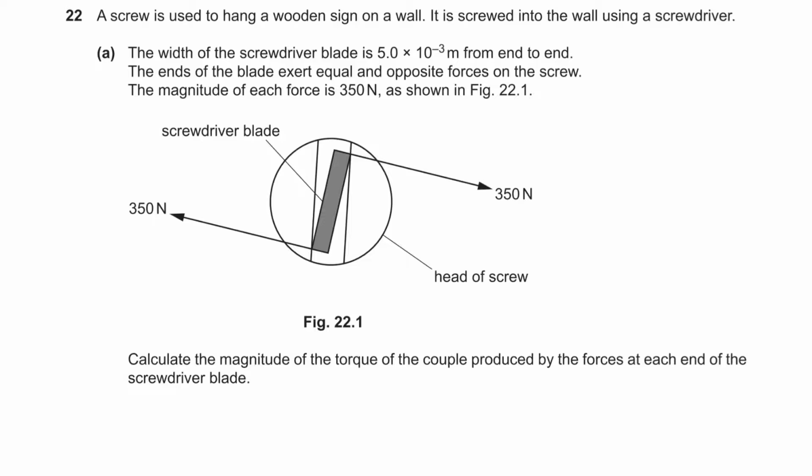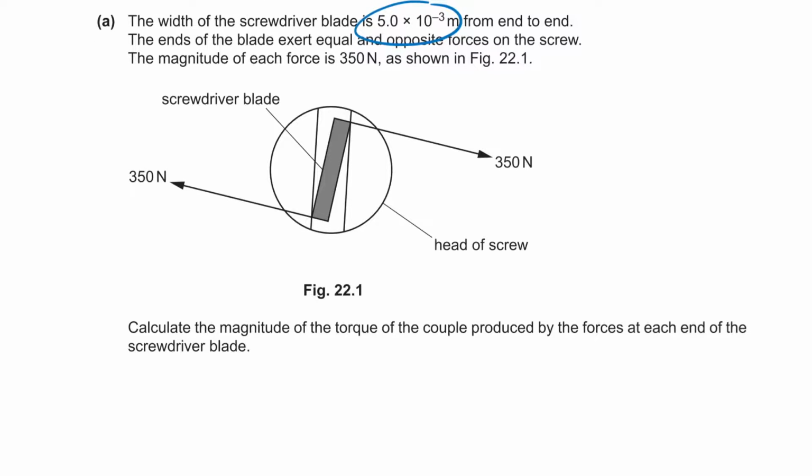Question 22, a screwdriver. We have the width and equal forces. Okay, so it looks like we have a couple here. Calculate the magnitude of the torque of the couple produced by the forces at each end of the screwdriver blade. So we know that that's in the middle there.